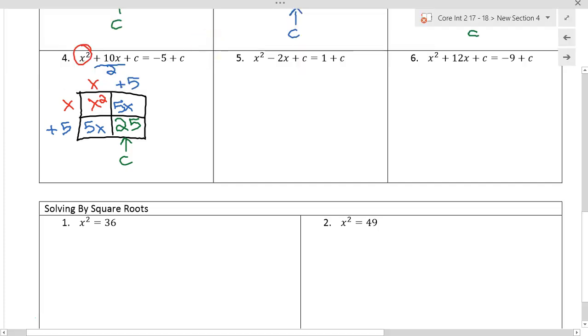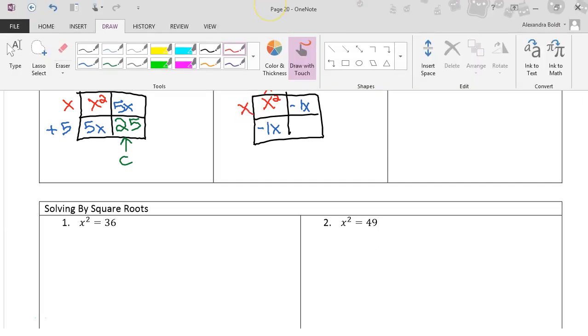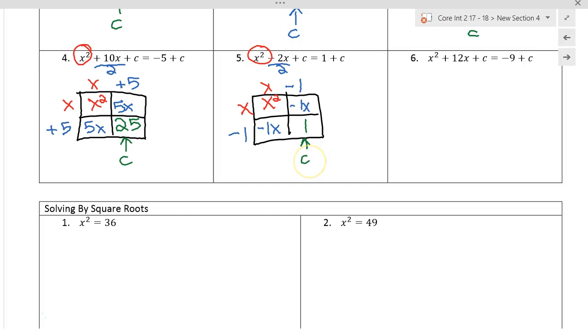Looking at the next one, again, start by drawing my box. X squared goes in the first box. In the next boxes, I'm going to divide negative 2 by 2. Negative 2 divided by 2 is negative 1x and negative 1x. Sorry, I forgot to write my x's here. X times negative 1 is negative 1x on both sides. Then negative 1 times negative 1 is just positive 1. That is my c.